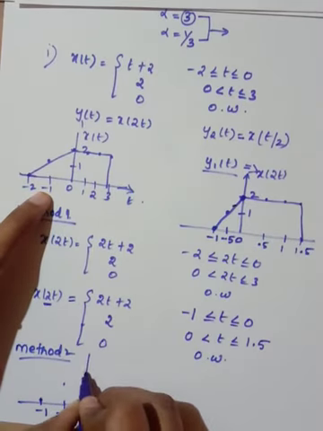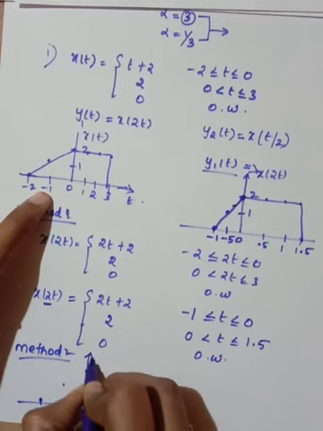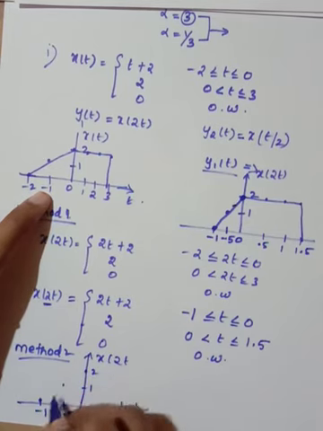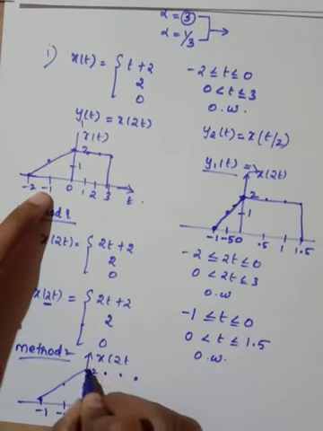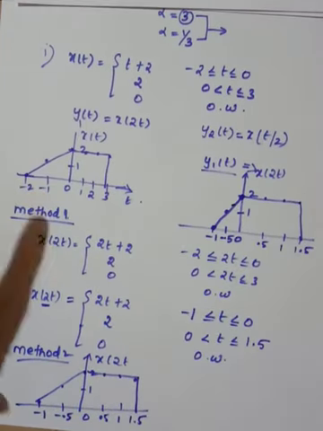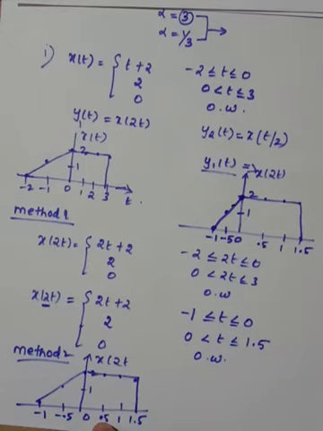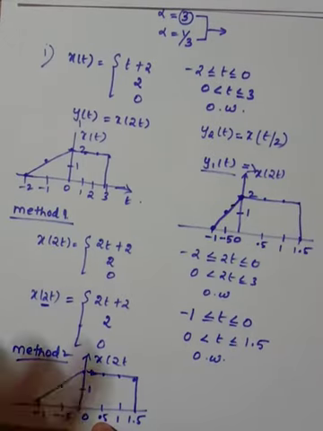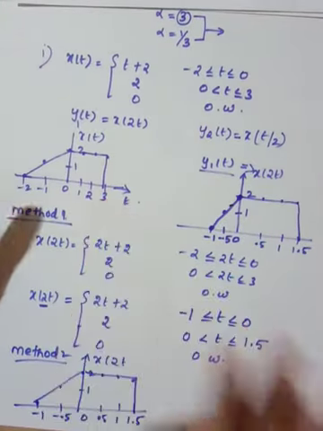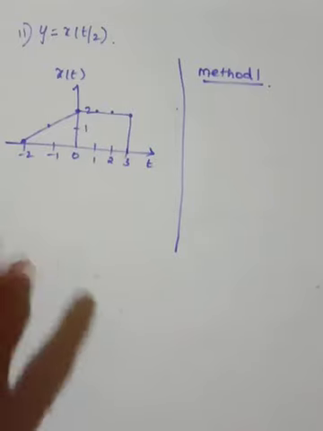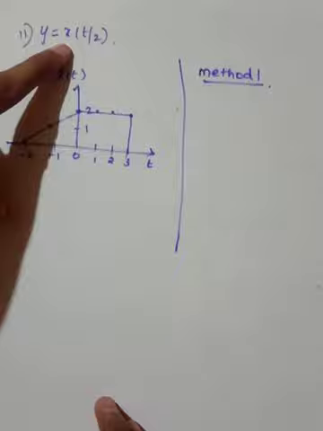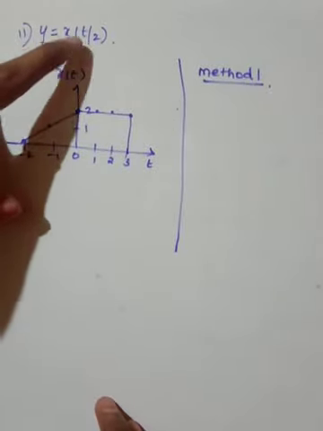So here you will have 1, here 2. This is x of 2t. Now you join the same thing, here it is 2. You will join like this. You can directly solve this with method 2. The only thing is you need to divide this range. That's it. It's very simple. Okay, understood?